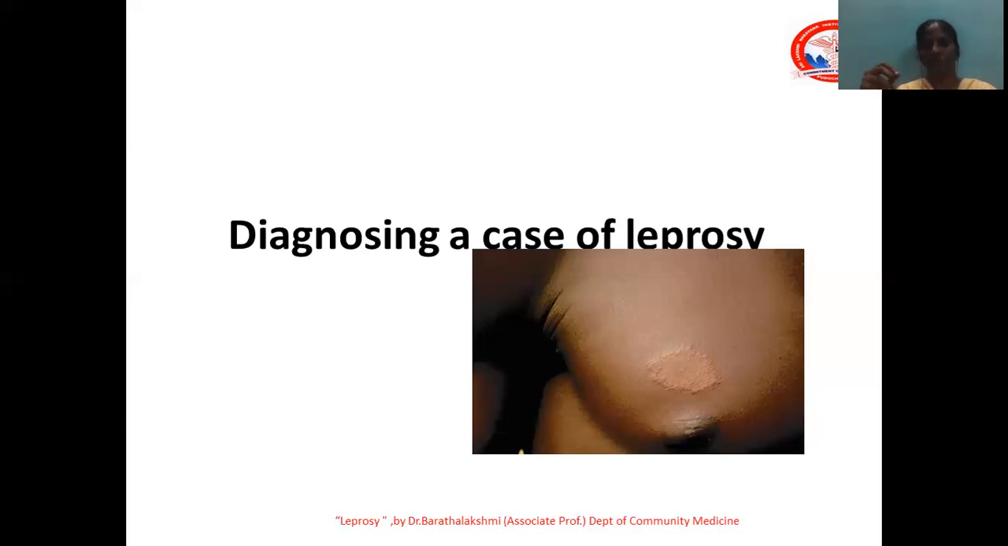Just take a wisp of cotton and ask the patient to close the eyes, and you touch and ask them to locate the place where you have touched. If they are able to do so, the sensation is preserved. If they point to a different point, then there is impairment of sensation or complete loss of sensation. Of course, you can also fold a piece of paper into a sharp edge and make a small dimple over the affected area and compare with the normal area.